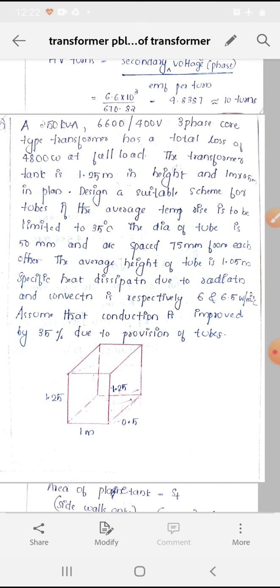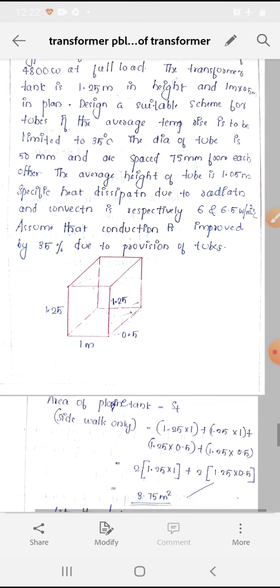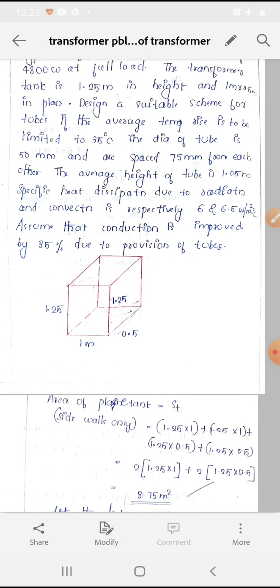This is the basic problem. A 250 kVA, 6600/400 volt, 3-phase core type transformer has a total loss of 4800 watts at full load. The transformer tank is 1.25 meter in height and 1 meter by 0.5 meter in plan. Design a suitable scheme for tubes if the average temperature rise is to be limited to 35 degrees Celsius. The diameter of the tube is 50 mm and they are spaced 75 mm from each other.